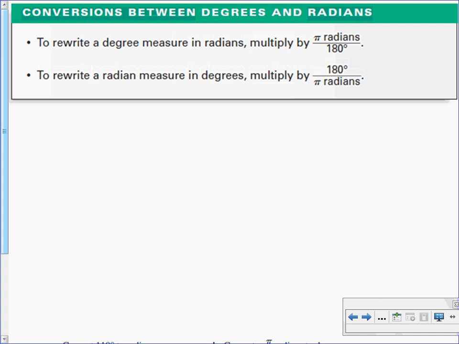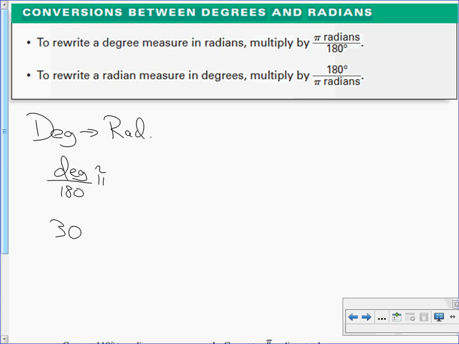To convert from degrees to radians, you take your degrees, divide it by 180, and slap a pi next to it. For example, if I wanted to figure out what 30 degrees is in terms of radians, I take 30, divide it by 180, and I slap a pi next to it.